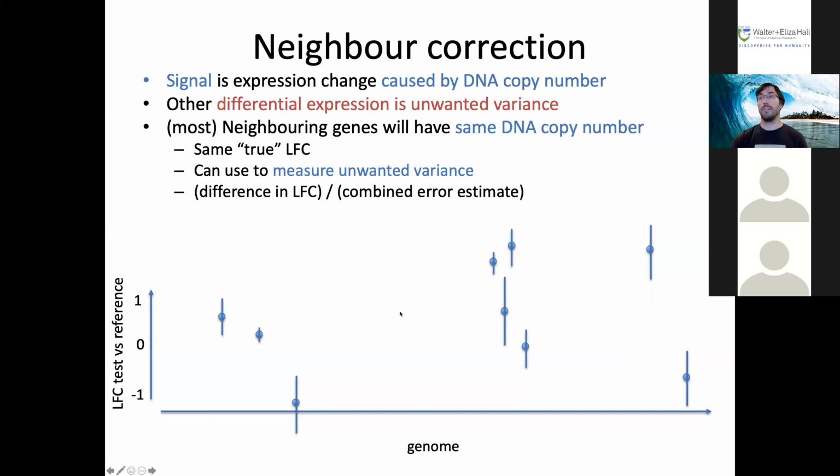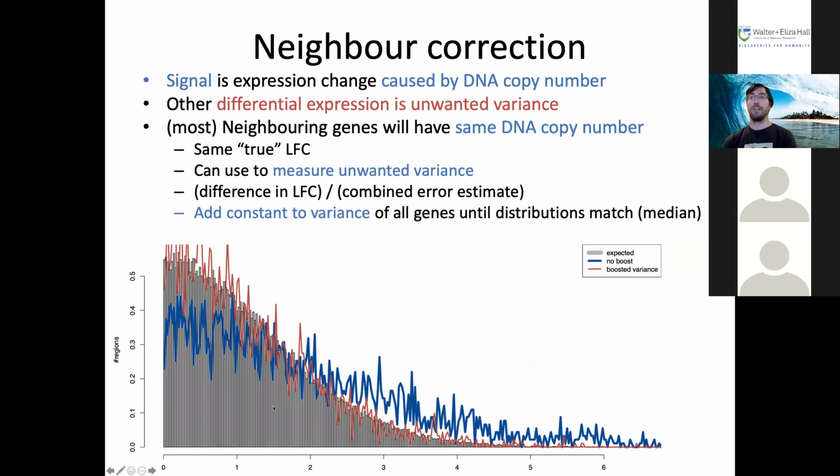This has a few exceptions, right? If you're at a breakpoint when you change it from 2 to 4 copies, just that one neighbor might have a higher number. So we have to keep that in mind for later. But what we do is we look at the difference in log-fold change, and we divide by the error estimate of the 2 log-fold changes.